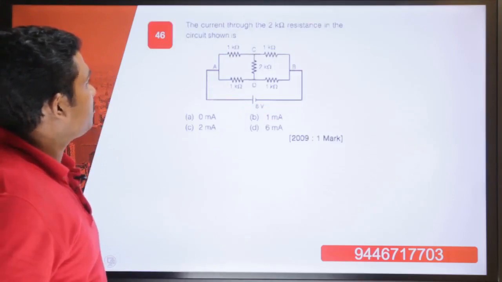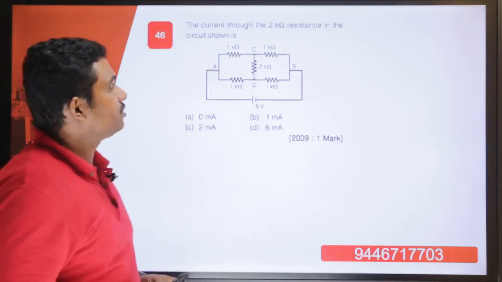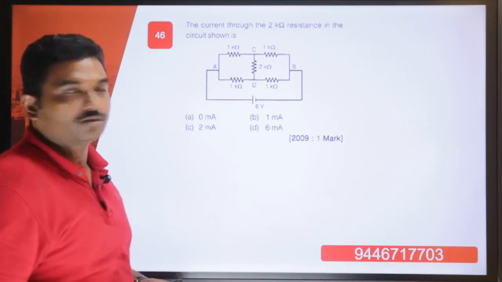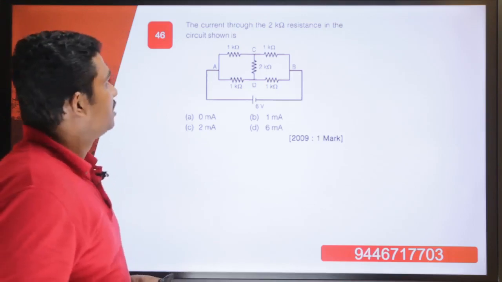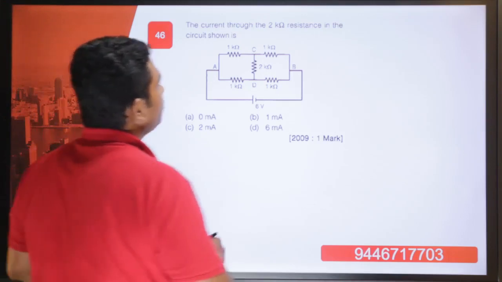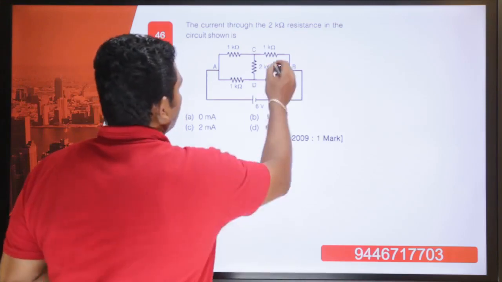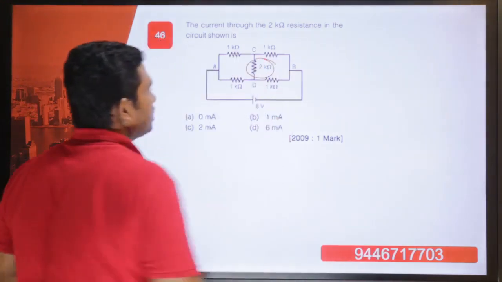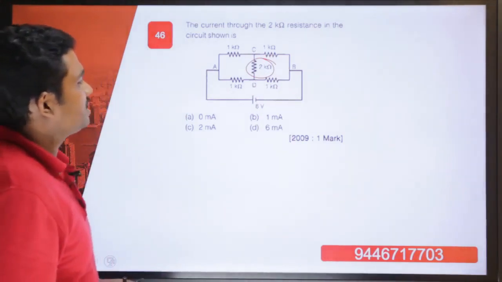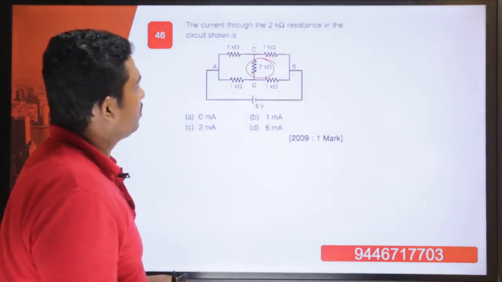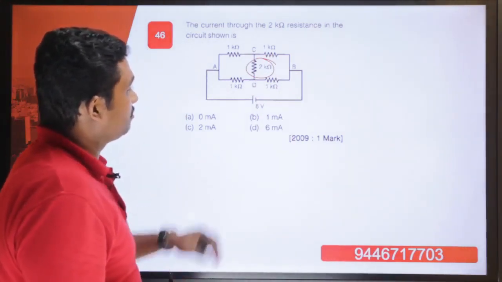Now for question number 46: the current through the 2 kilo ohm resistance in the circuit shown is, what is the question? Current through the 2 kilo ohm resistance in the circuit. So it is a 6 volt source, and there is a bridge with 1 kilo ohm, 1 kilo ohm, 1 kilo ohm, 1 kilo ohm.